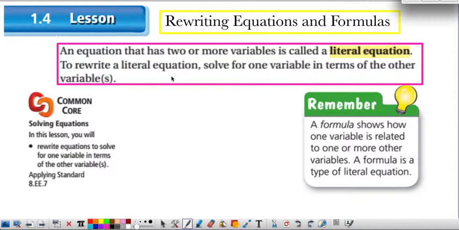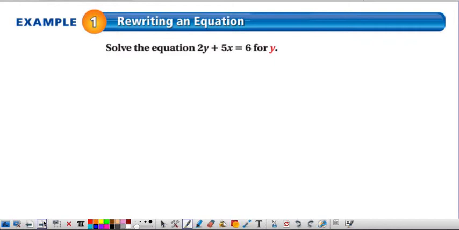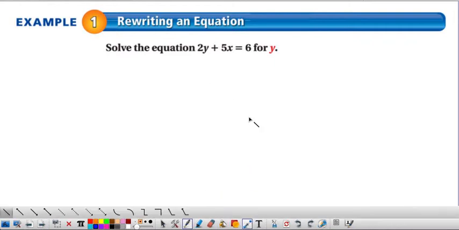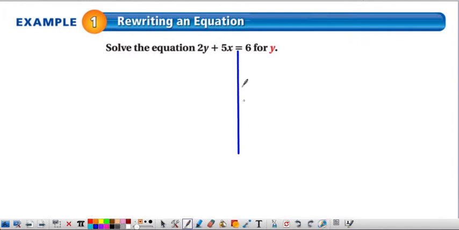And to rewrite literal equations, because we can't really solve them all the way down because we have more than one variable, we're going to solve for one variable in terms of the other variables. So let's look and see what this is going to look like. You still have the equation, so we're still going to just go ahead and draw that line down our equal sign like we've been doing.